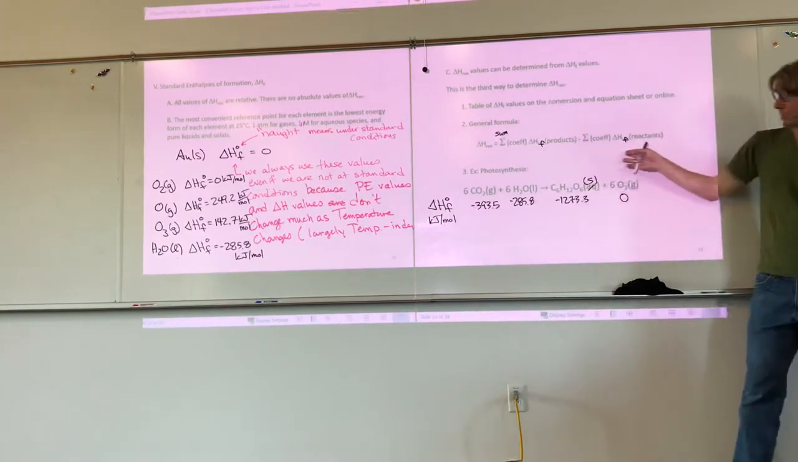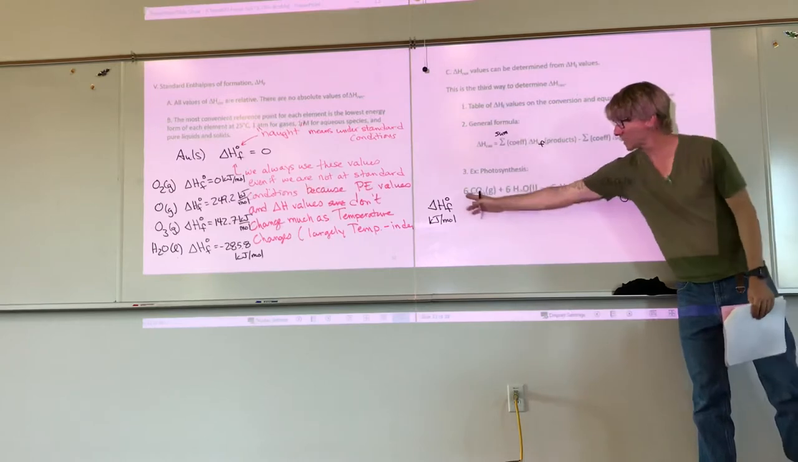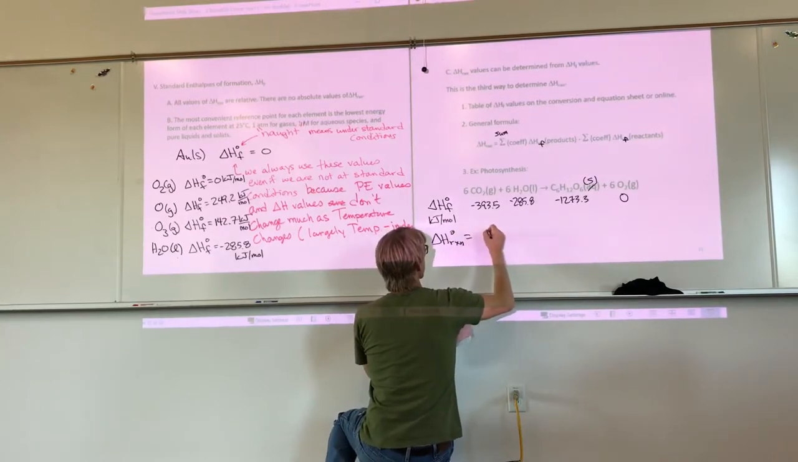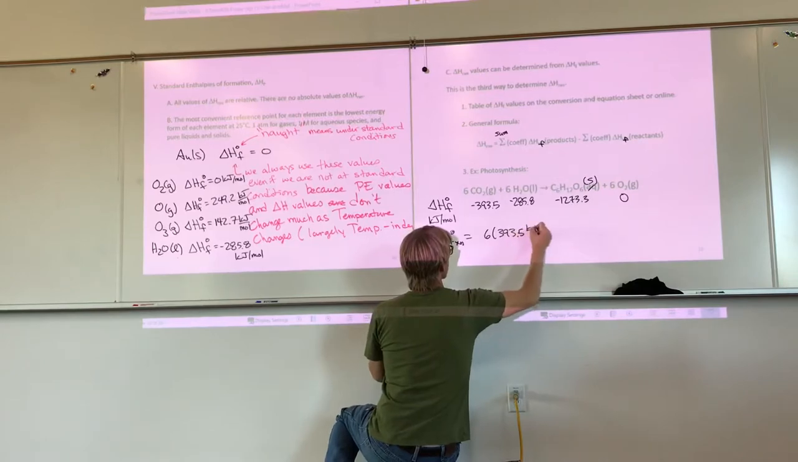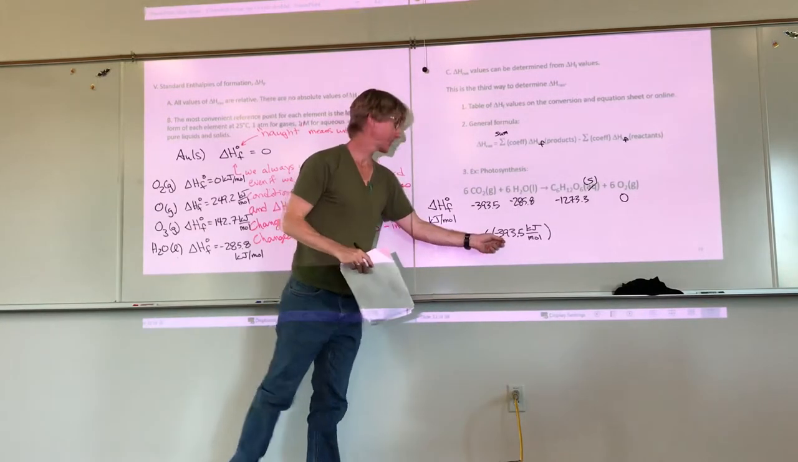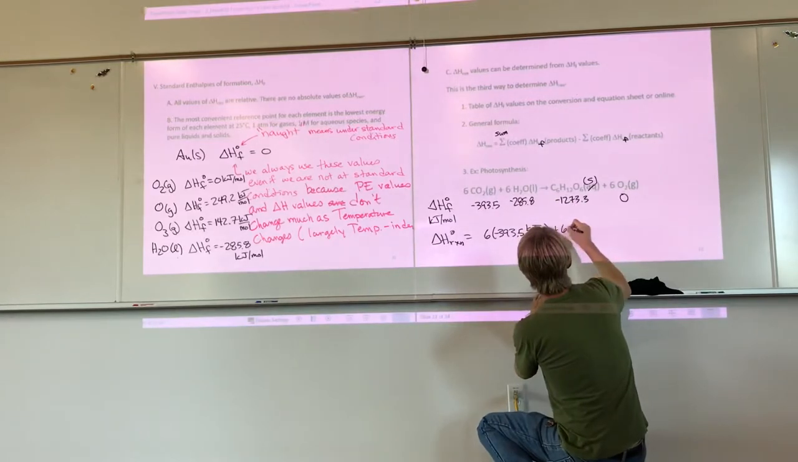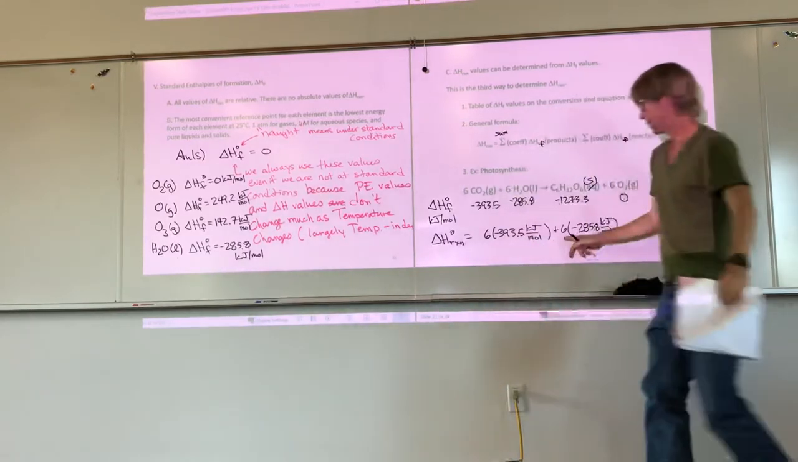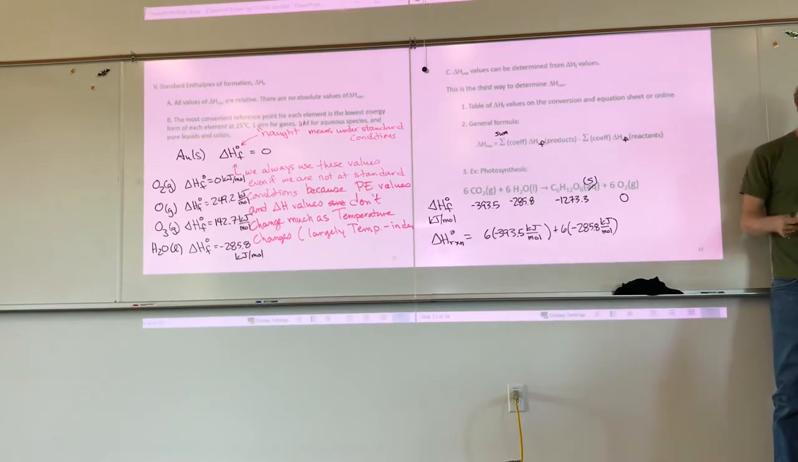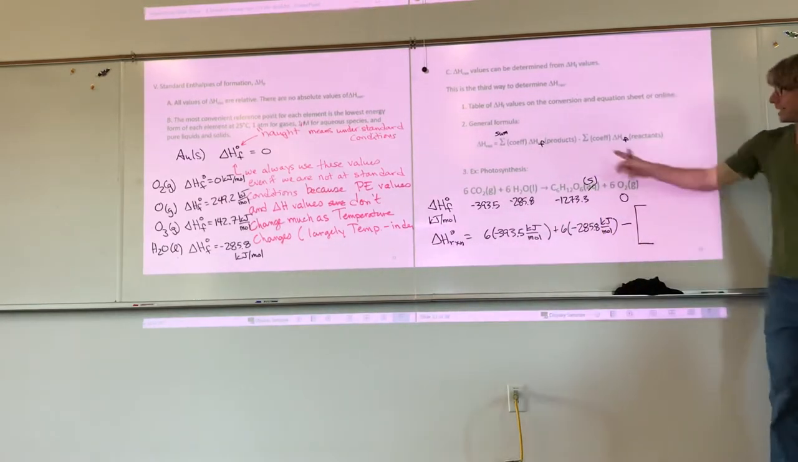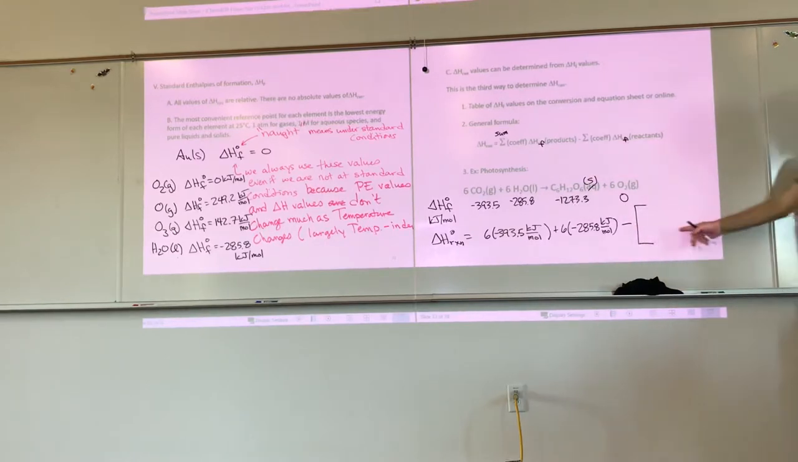Okay, and now let's use this formula. This formula says sum the coefficients, 6 for carbon dioxide, 6 and that's a minus, so make sure you put your minus in there, plus six times -285.8 kilojoules per mole. And then it says subtract off the coefficients times the delta HF values for the reactants.